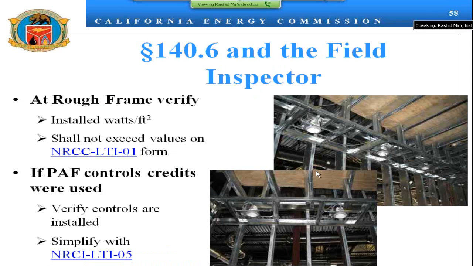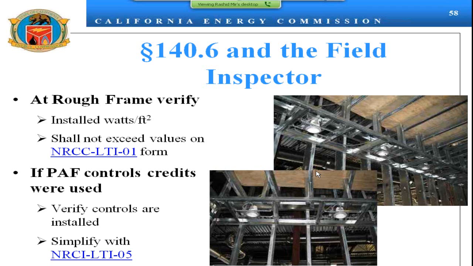For the field inspector, it's going to say business as usual. The only difference they're going to look at is if the tailored method is used, you're going to want to verify the general luminance lux. That'll be different than the watts per square foot. But essentially at rough frame, what you're going to want to verify is the installed watts per square foot. The value should not exceed what's on the LTI1 form that we just looked at.